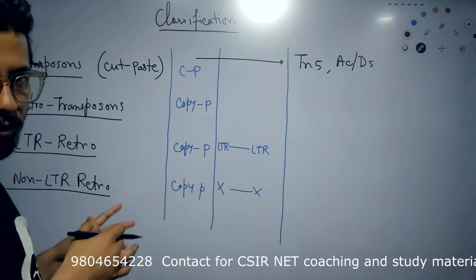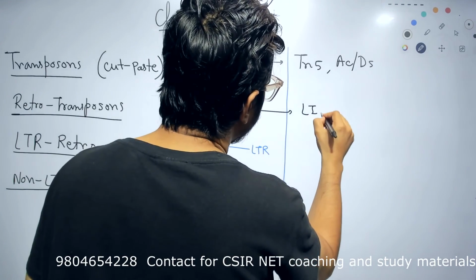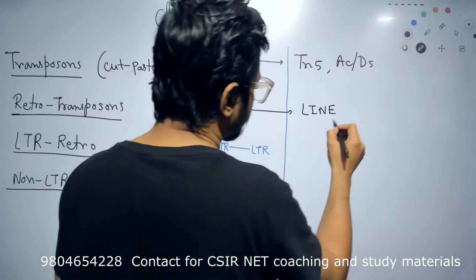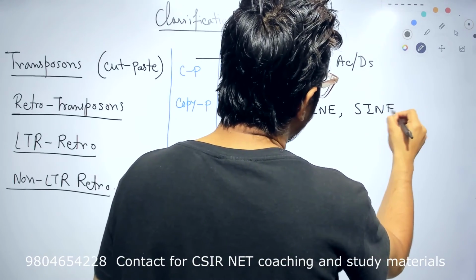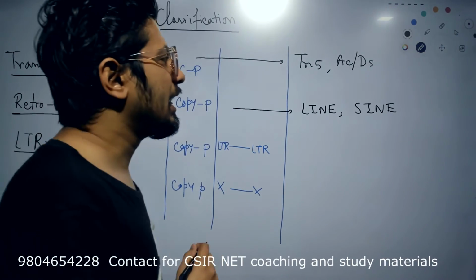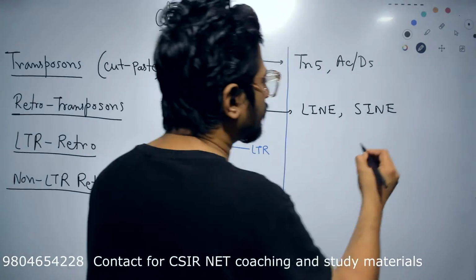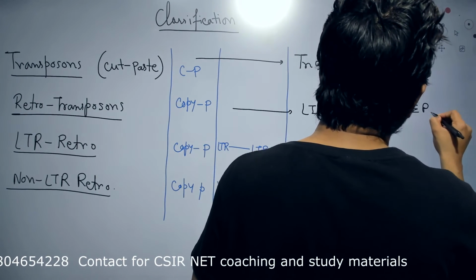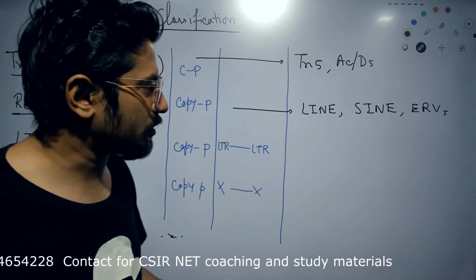So this example is pretty straightforward. The next type is retrotransposons. And for the examples, remember LINE, long interspersed repeat elements, and SINE, short interspersed repeat elements. LINEs and SINEs are examples of retrotransposons. And also in some cases the endogenous retroviruses, ERVs, are examples of retrotransposons.